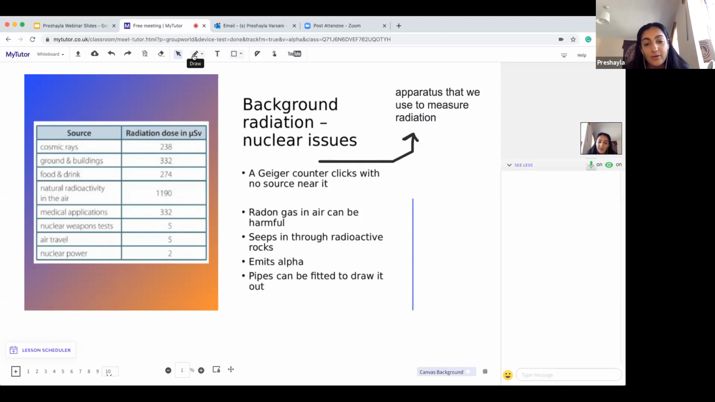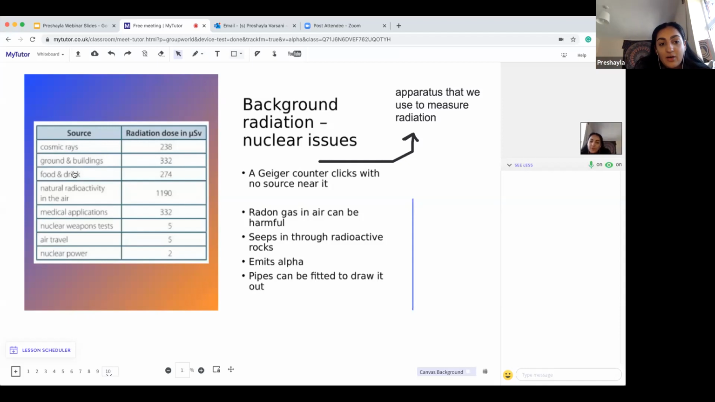However, sometimes if there are radioactive rocks underground, the radioactivity can seep into the air and cause problems. It can seep into buildings and cause problems because those people in those buildings are constantly breathing it in, and therefore pipes underground are installed to suck the radon gas back out. The reason that radon can be harmful is because it emits alpha radiation. Now, if it emits alpha radiation, we obviously know that that can be harmful if it's close to us and not being blocked by anything. Other places that background radiation can come from are the ground and buildings, and medical applications such as X-rays.